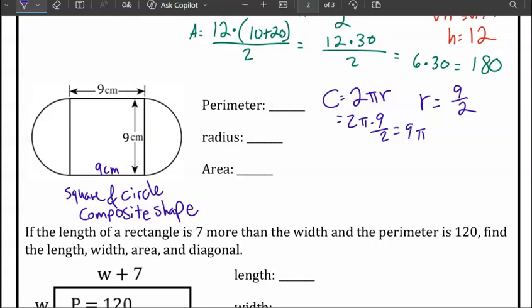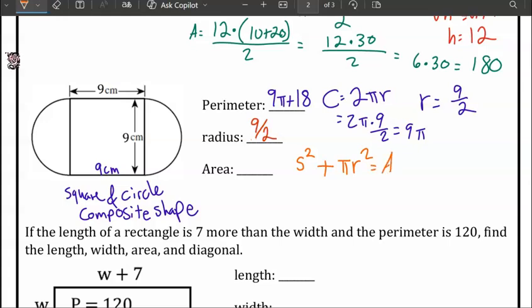So the perimeter is going to be this plus the square's side length, which is 18. 9 pi plus 18. And we found the radius earlier. It was 9 over 2. To find the area of a square, it is side squared. And then to find the area of a circle, it is pi r squared.